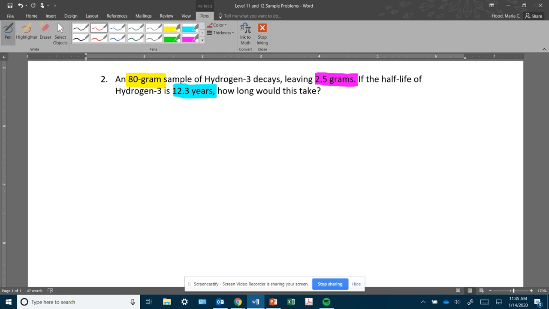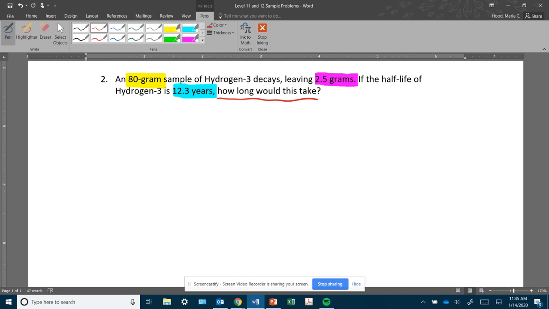Hey guys, here's another half-life problem like the one you'll see on this level. This problem states an 80-gram sample of hydrogen-3 decays, leaving 2.5 grams. If the half-life of hydrogen-3 is 12.3 years, how long would this take? This problem is different because instead of finding out how much of a sample we have, we're finding out the time it took to decay.